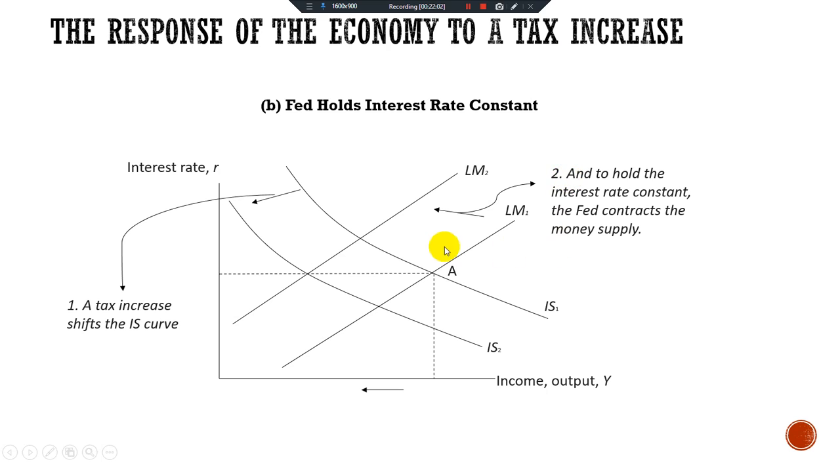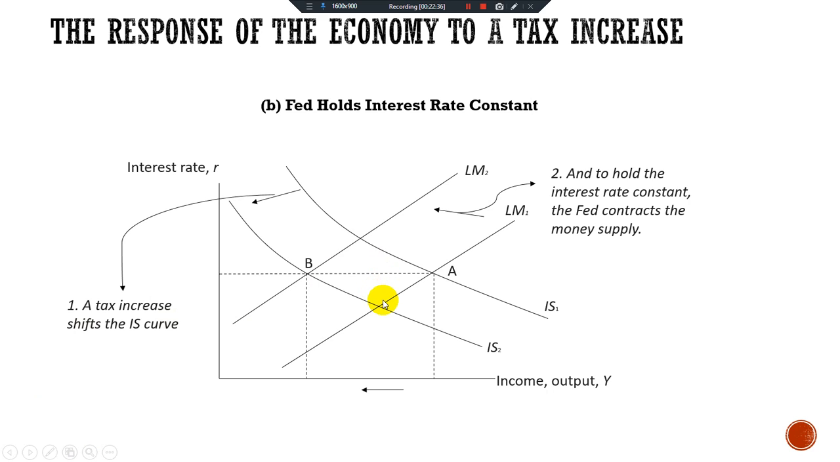This will also decrease the national income from this point to this point because we are holding the interest rate constant. So we have a new equilibrium at point B. So this graph presents that when the central bank wants to hold the interest rate constant, the tax increase shifts the IS curve to the leftward or downward.